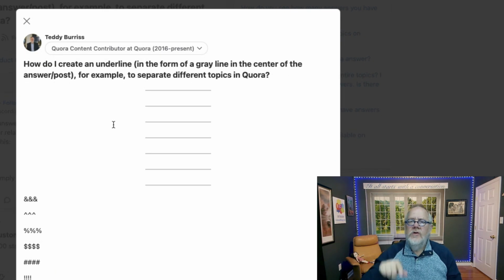Bottom line, you can get that vertical bar, that gray line in the middle of your text with the space above it and a space below it in a Quora post or a Quora answer if you use any of these 5 keys. The negative, the equal, the underscore, the plus, and the asterisk, which is the shift 8.